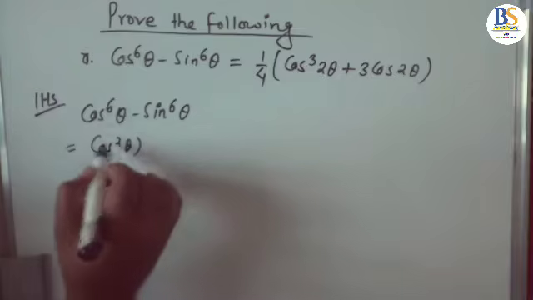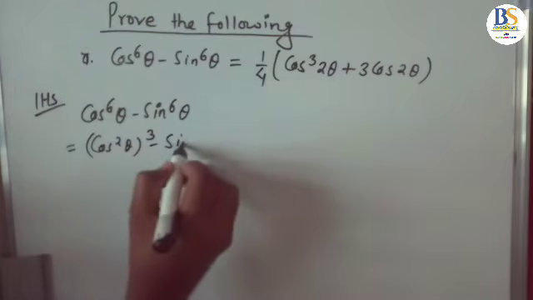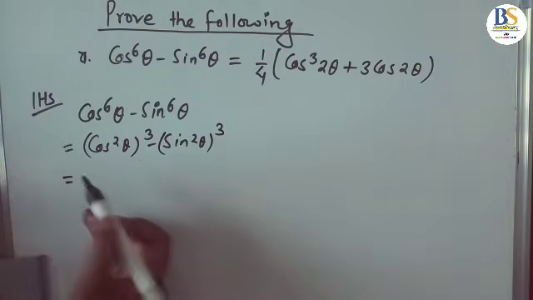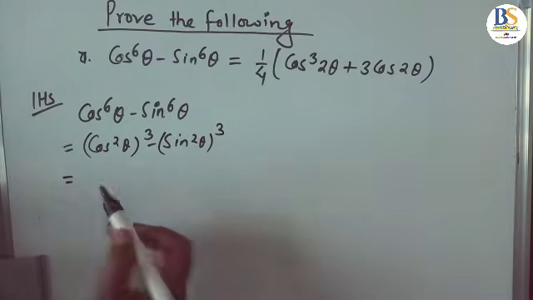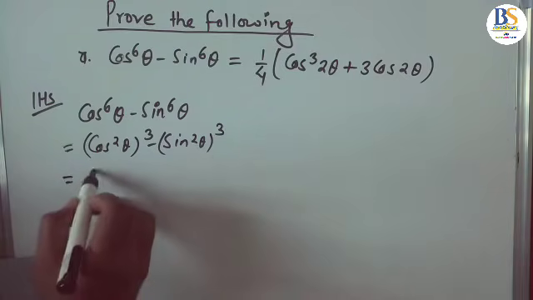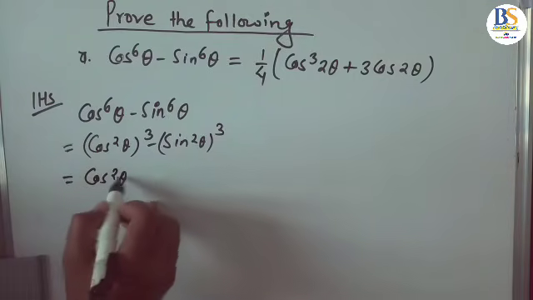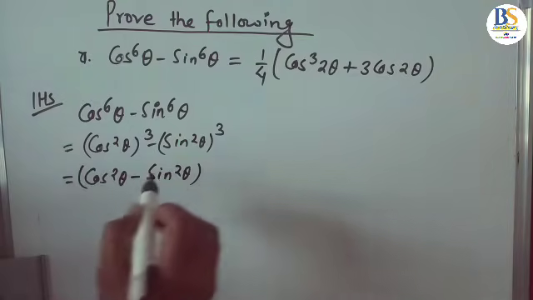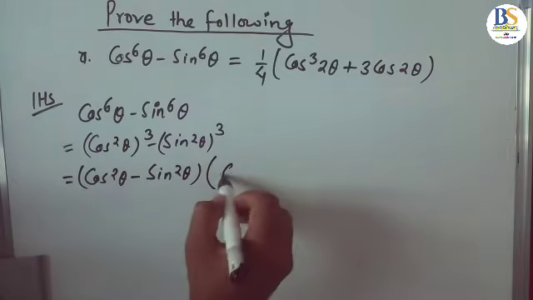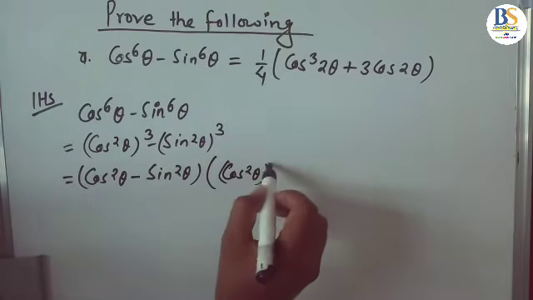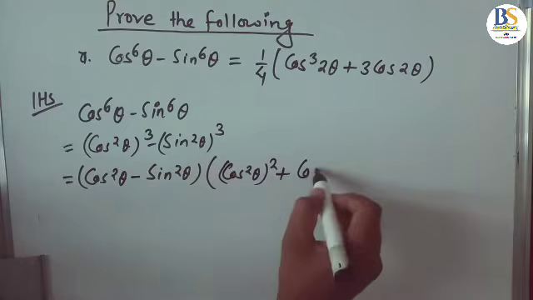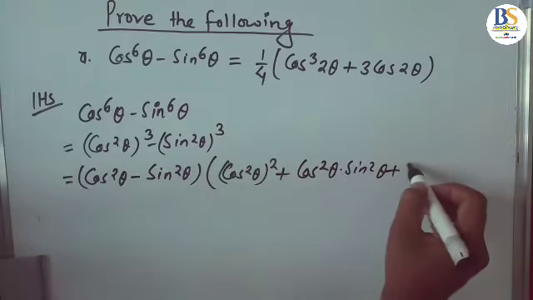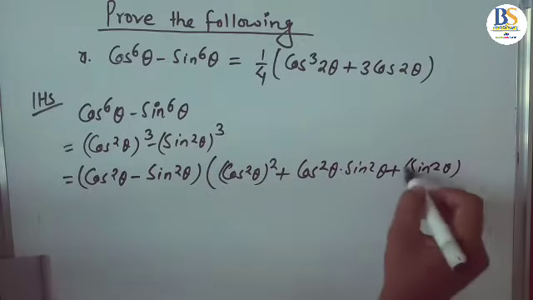Cos square theta whole cube minus sin square theta whole cube. Now these are in the form of a cube minus b cube. Then the factors of a cube minus b cube are a minus b, a square plus ab plus b square. Write down cos square theta a minus b sin square theta a minus b. A square means cos square theta whole square, a square plus ab, cos square theta times sin square theta, plus b square means sin square theta whole square.